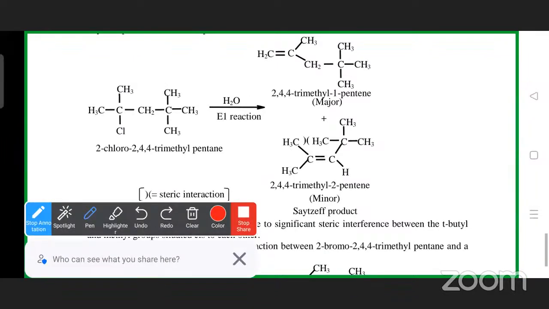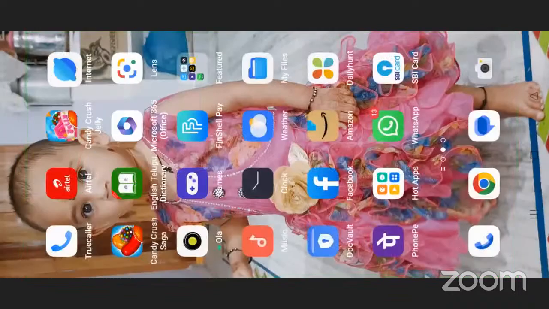In this example, you can observe 2-chloro 2,4,4-trimethylpentane. Here you see this is the beta hydrogen. This is the beta hydrogen.